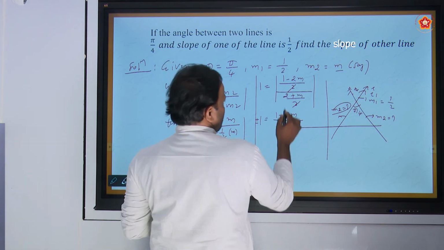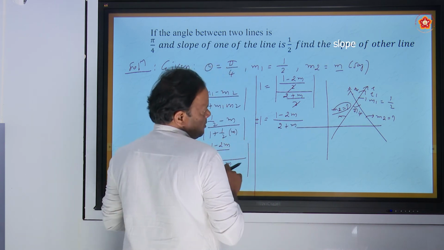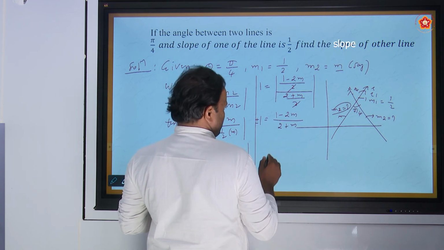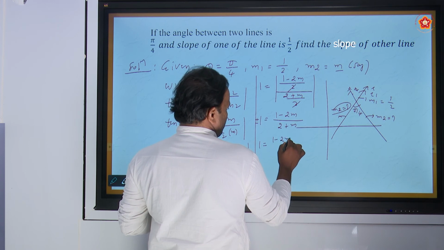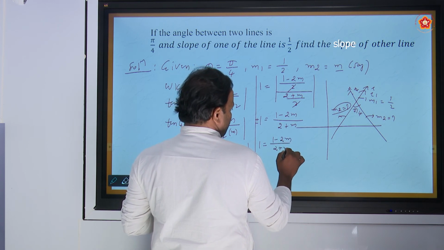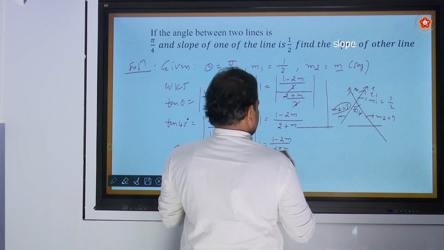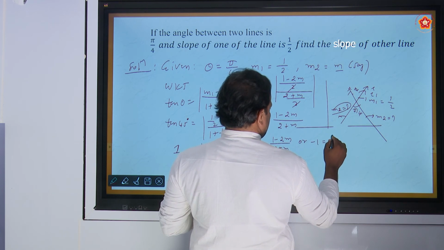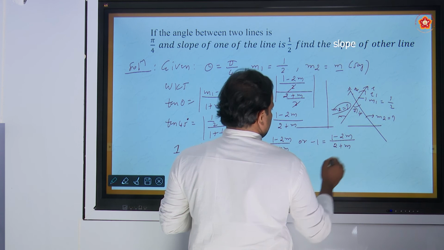Okay. 1 minus 2m divided by 2 plus m. Here we have two values of m, because of plus or minus. One time take plus 1 and another time take minus 1. I take plus 1 here: 1 is equal to (1 minus 2m) divided by (2 plus m). Or again, here minus 1 is equal to (1 minus 2m) divided by (2 plus m).